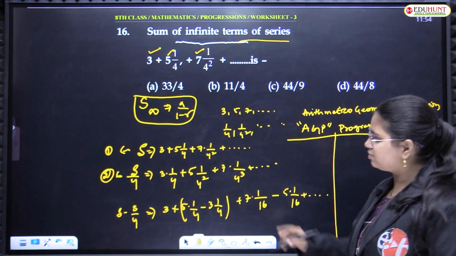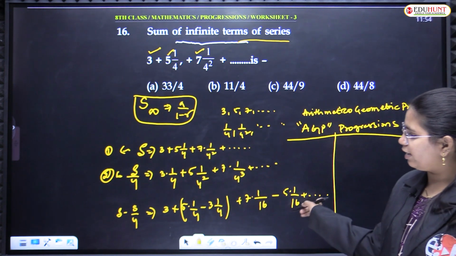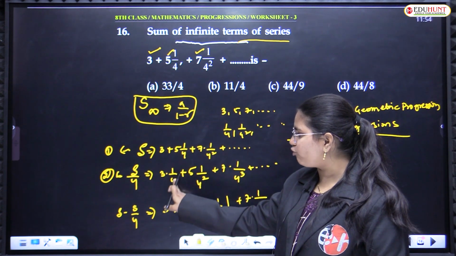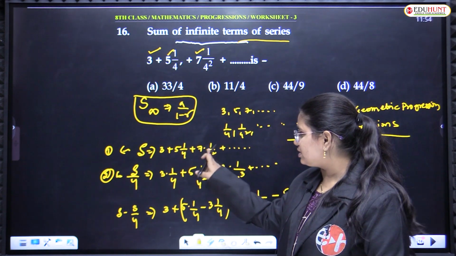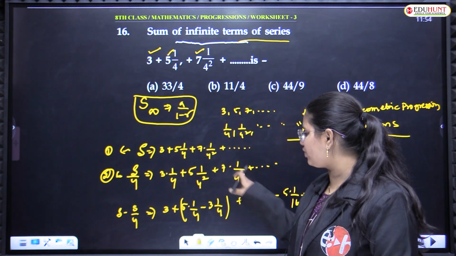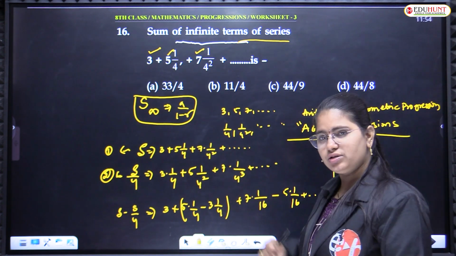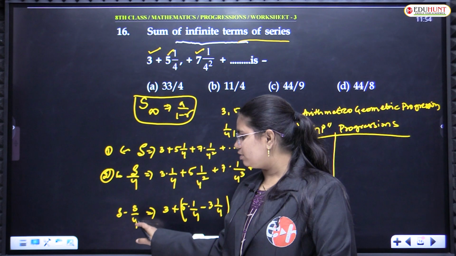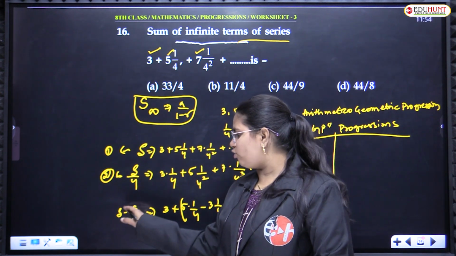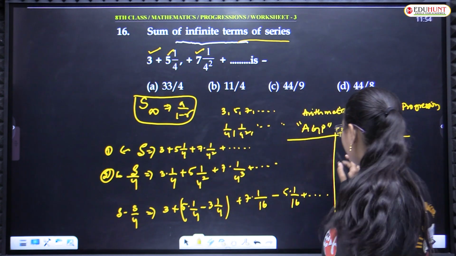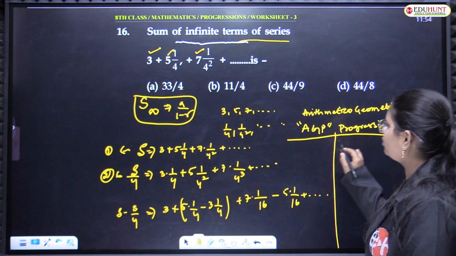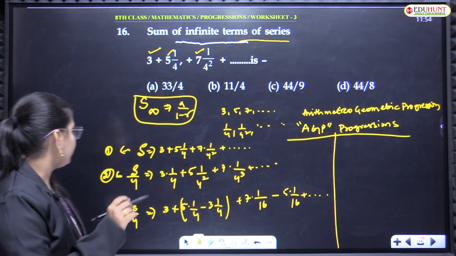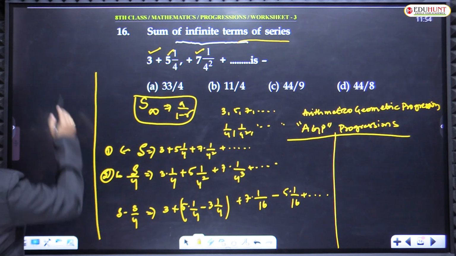Can I write it like this? I hope everybody is clear. 3 I wrote as it is. 5 into 1 by 4 minus 3 into 1 by 4. 7 into 1 by 16 minus 5 into 1 by 16. I have arranged all such terms. Now, on the left side, take LCM as 4. 4S minus S is 3S by 4. Just see here, 4S minus S is 3S by 4.